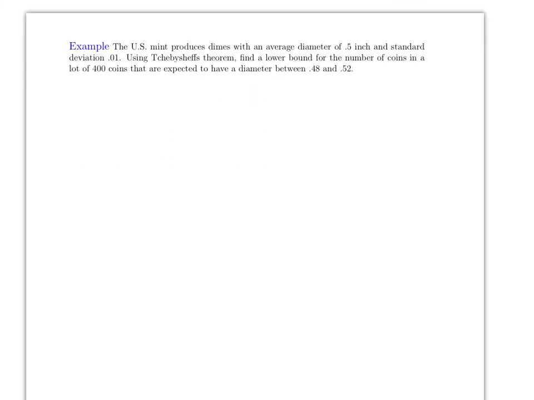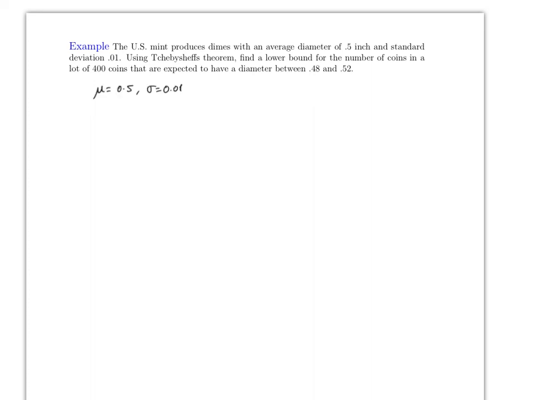All right, so let's do one more problem. The US Mint produces dimes with an average diameter of 0.5 inches and a standard deviation of 0.01 inches. Using Chebyshev's theorem, find a lower bound for the number of coins in a lot of 400 coins that are expected to have a diameter between 0.48 and 0.52.